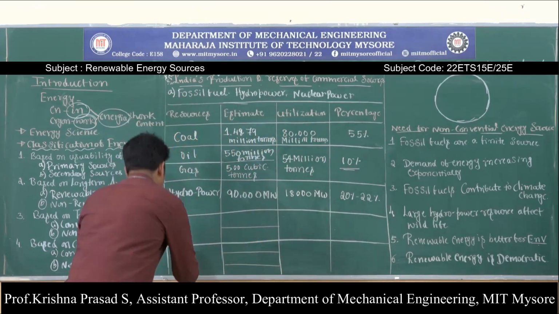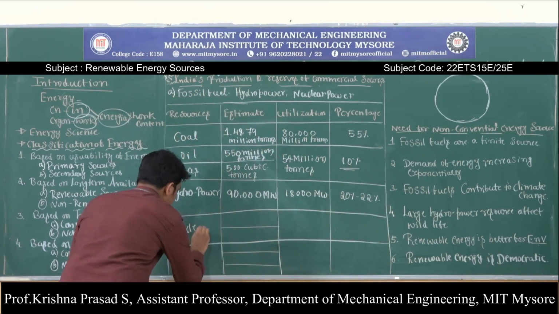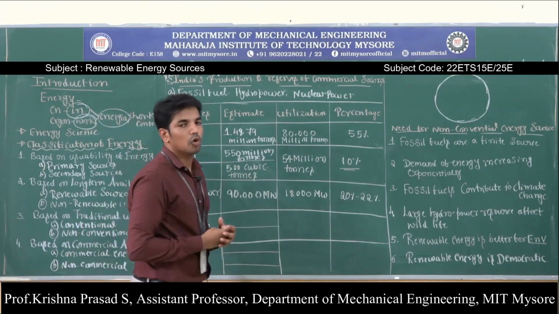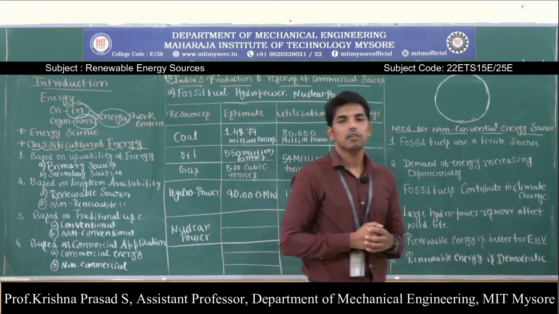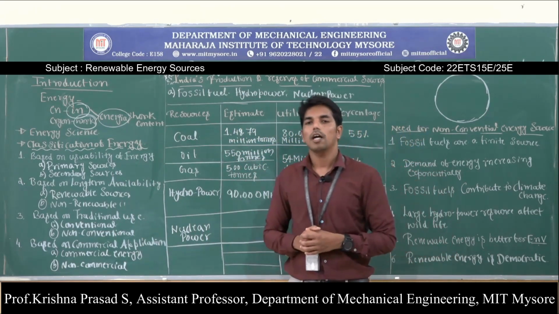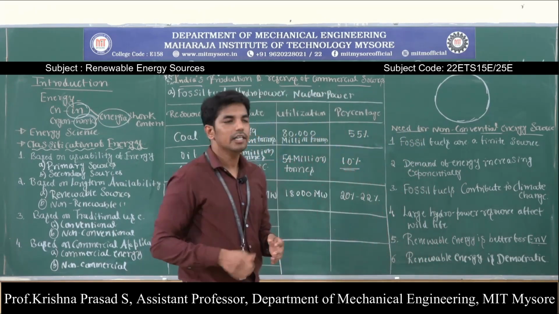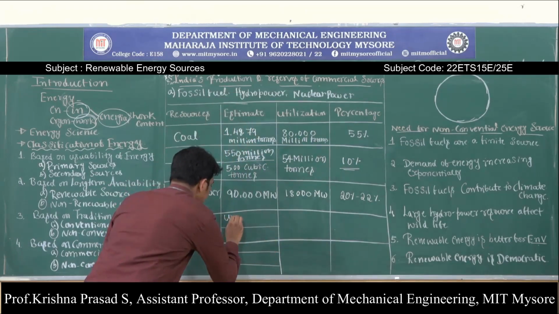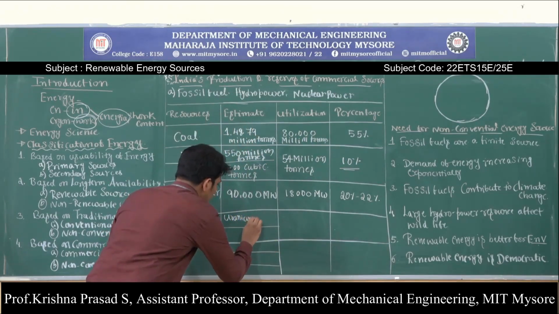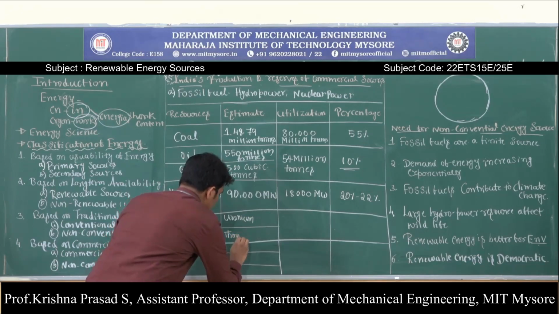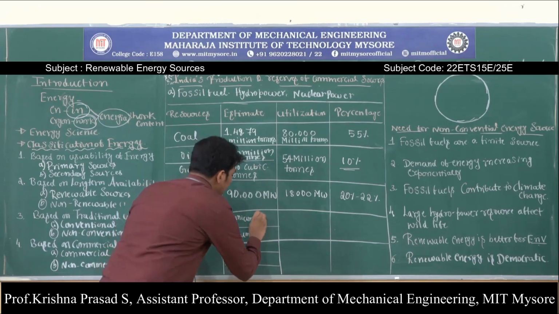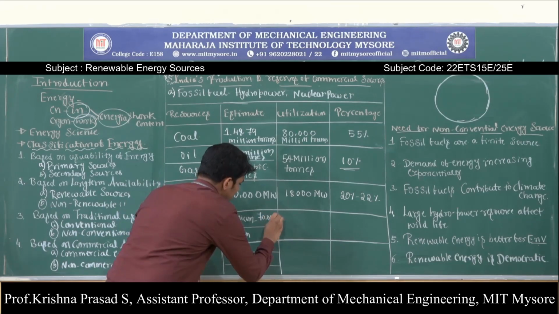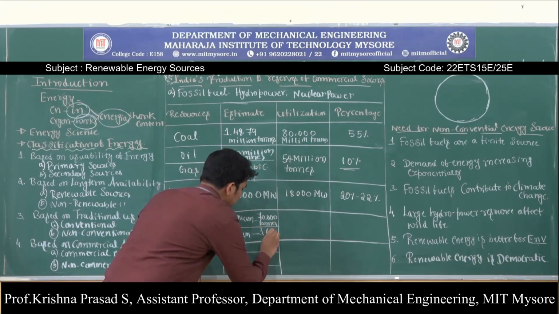Next, a very important one is nuclear power. India has also developed nuclear power with the nuclear fission chain reaction. The main sources for nuclear power in India are uranium and thorium. For uranium we have 70,000 tons, and for thorium we have 360,000 tons of reserves.